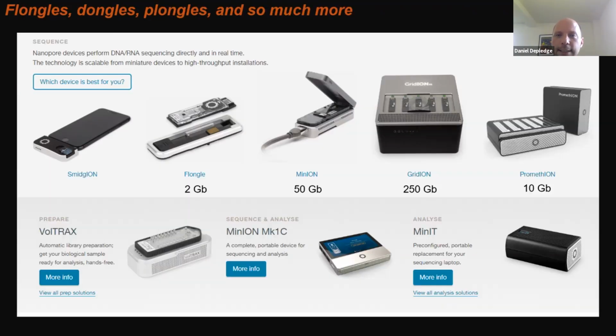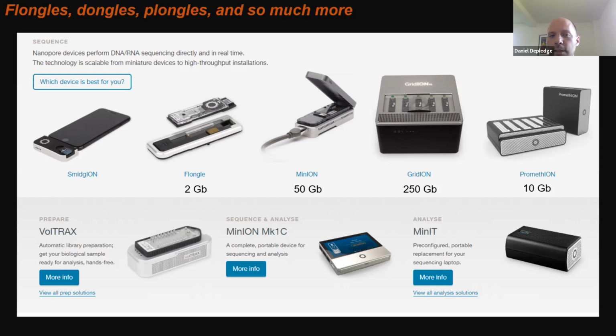The way they do this is through a number of different devices that they've generated. Probably the most commonly known one, the one that you'll have hopefully seen before in lectures or presentations, is the Nanopore MinION. I have one of these myself plugged into my computer at work. It fits comfortably in the palm of your hand. It's about half the size of a cell phone.